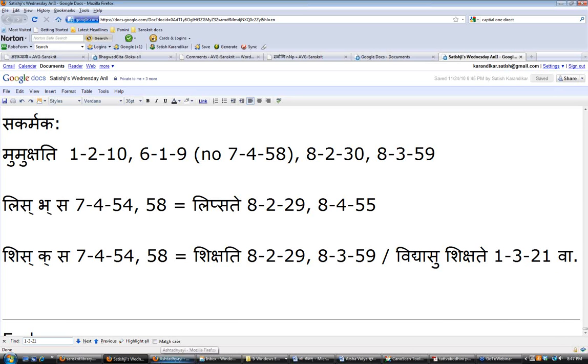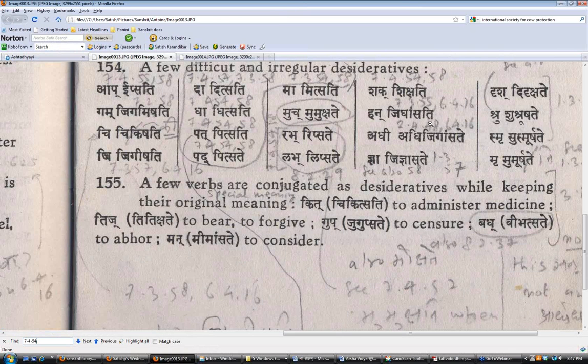Interesting vartikam. I was not aware of that vartikam. So, all right, next one. We did that. You all did that one, Jighansa. We did that last class. Just, what are the steps here?